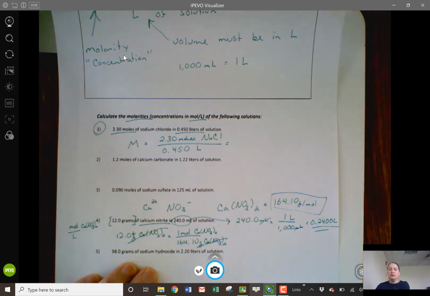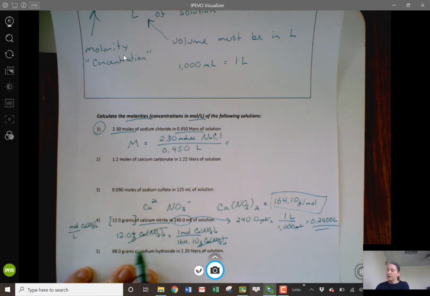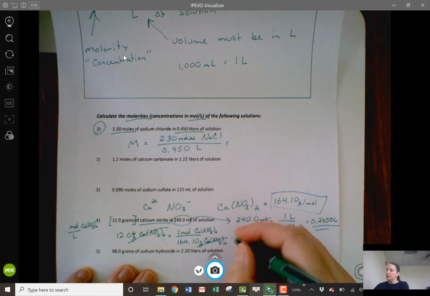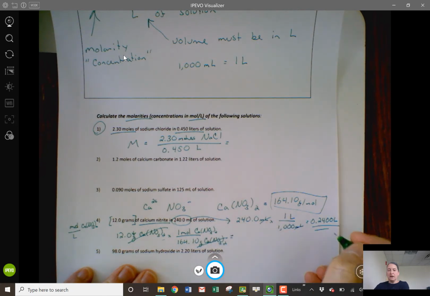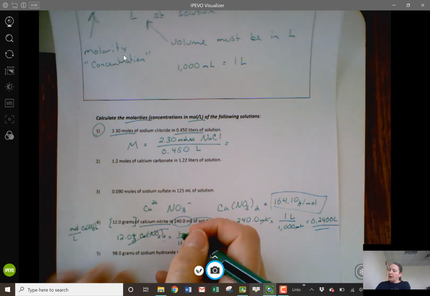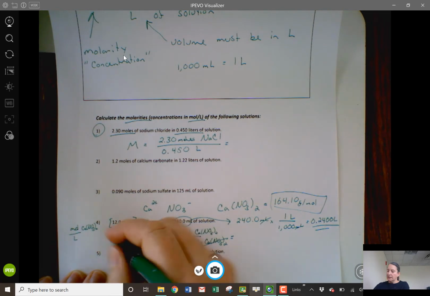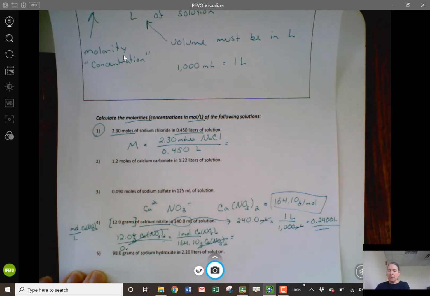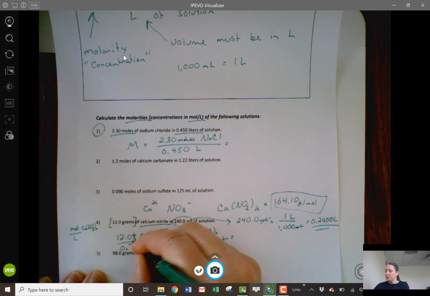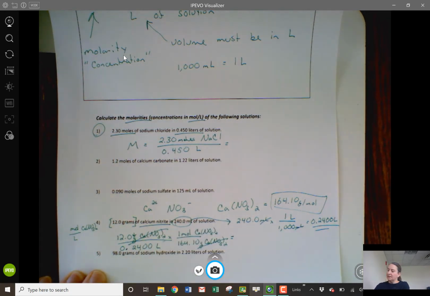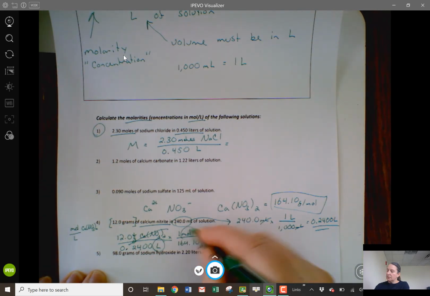So what you can do from this point, if you wanted to, you could have put this 12 grams over the volume, the 0.2400 liters, or you could calculate the number of moles you get here and then just divide by the volume. So remember, molarity is moles per liter. So what I'm going to do is I'm going to go back and I'm going to say, all right, I know I've got 12 grams of calcium nitrate, and that's the volume of solution I had. In liters, it's 0.2400 liters.